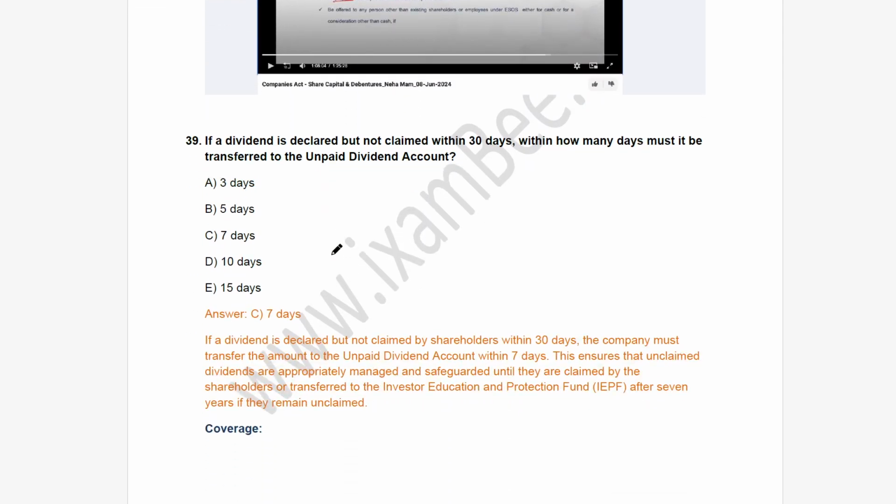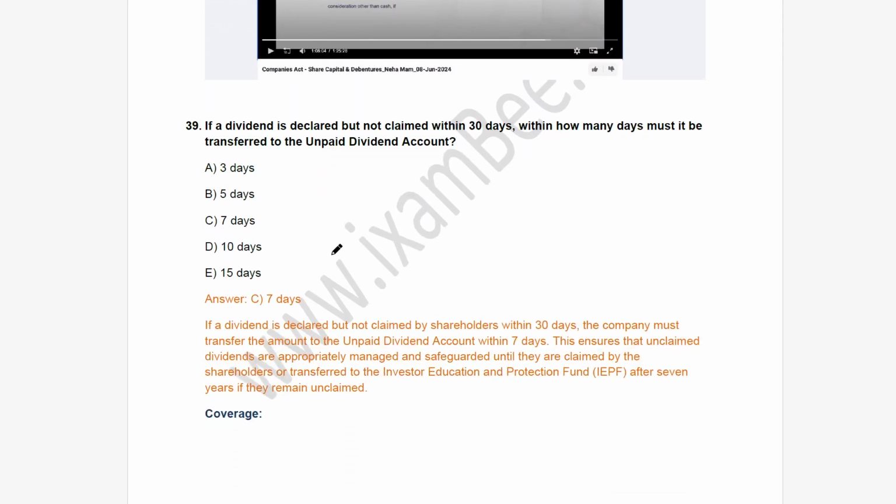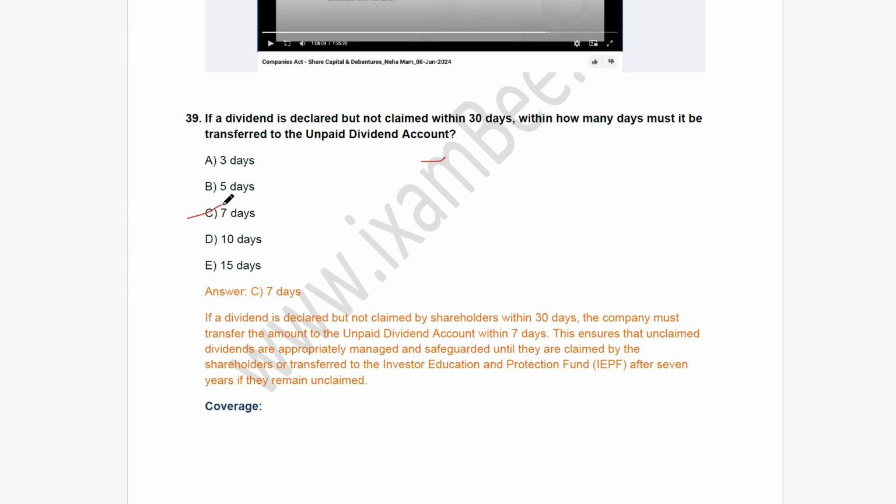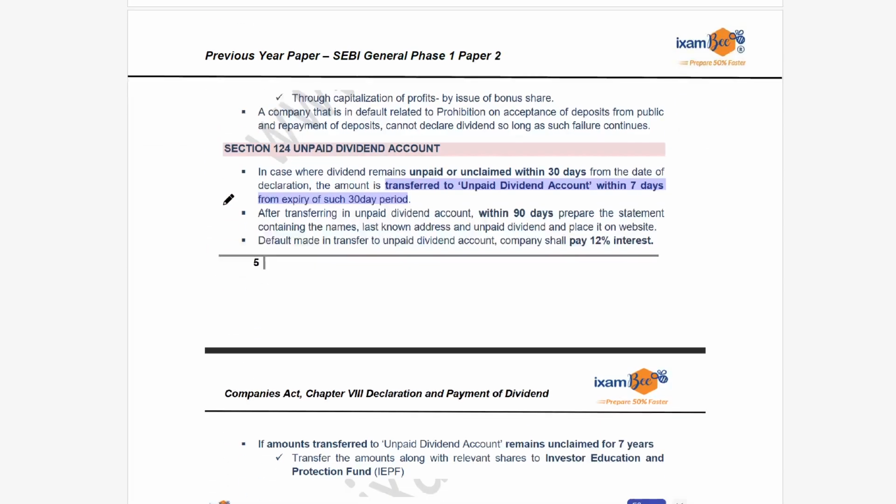Another factual question from dividend. I keep saying this is one of the favorite topics, with different days: the days within which money has to be sent to the IEPF, to the unpaid dividend account, credited to the bank account. All these timelines are very important, and some question or the other is asked every year. This time they asked within how many days of declaring, and remaining unpaid, should the money be transferred to the unpaid dividend account. The correct answer is 7 days. Right? Next question.